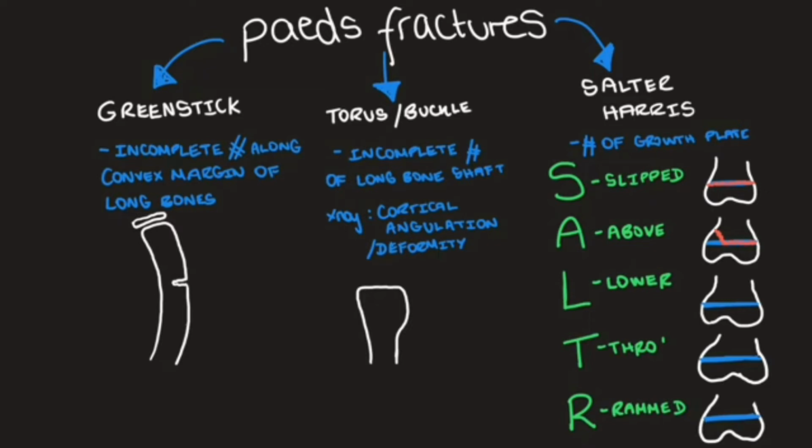Type 3, L for lower, it goes through the growth plate and goes through the epiphysis. T, type 4 for through, goes through both the metaphysis, the growth plate, and also the epiphysis. Lastly, type 5, R for rammed, is a fracture through the growth plate in which there is impaction, and this is quite a serious injury.